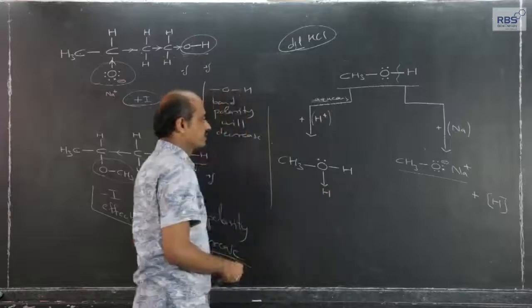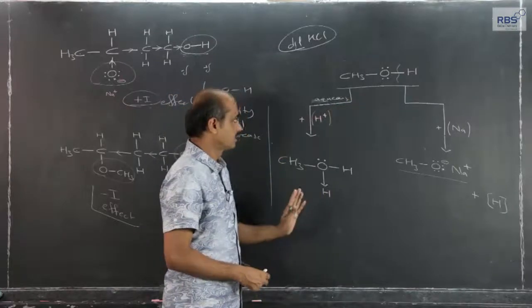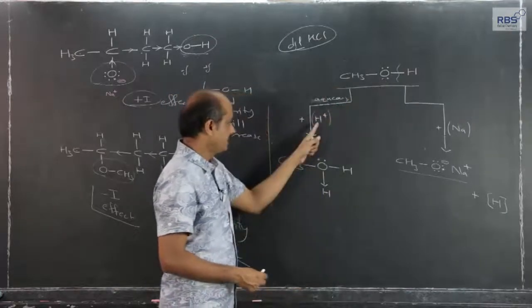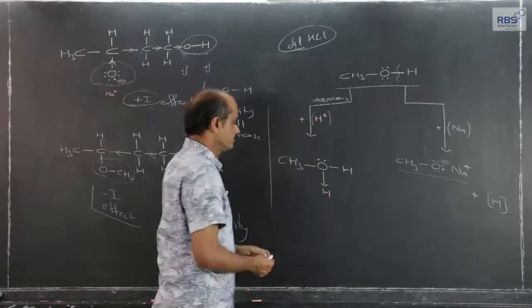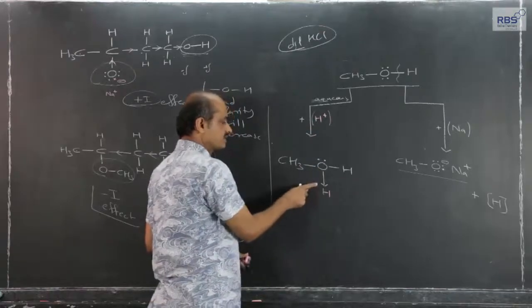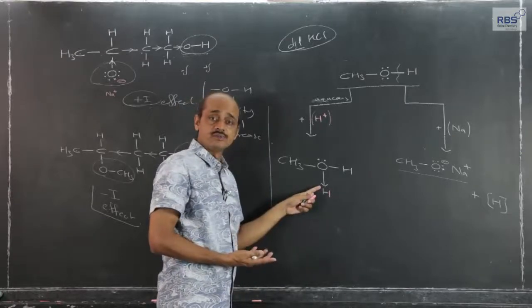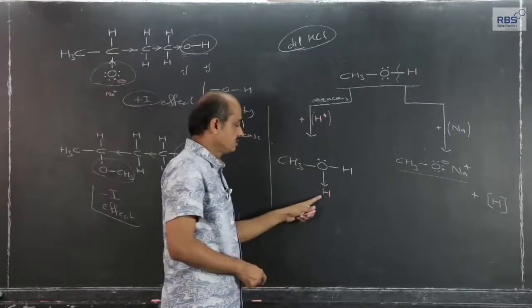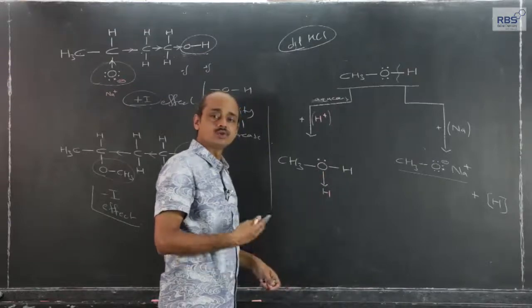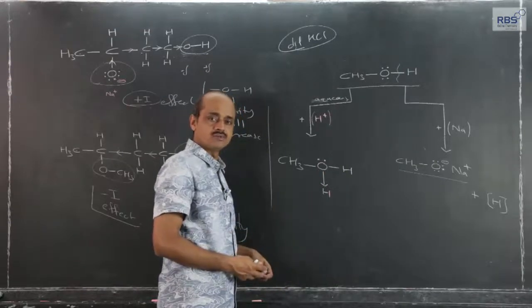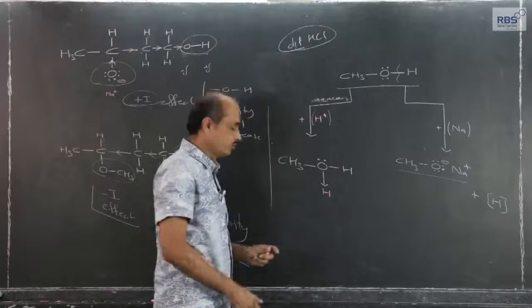Now, this lone pair becomes a shared pair, the lone pair of electrons on oxygen and the empty orbital of hydrogen. This becomes a shared pair. Since it is a shared pair, it is a covalent bond. Such a type of covalent bond is called a coordinate covalent bond, or sometimes it is also called a dative bond.